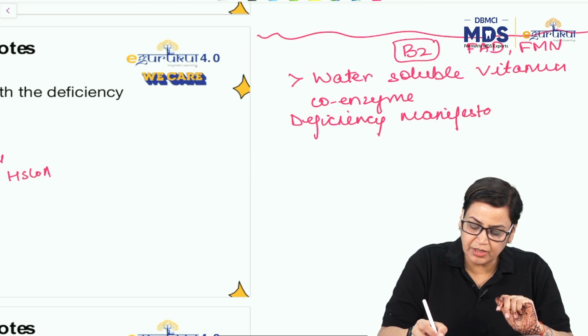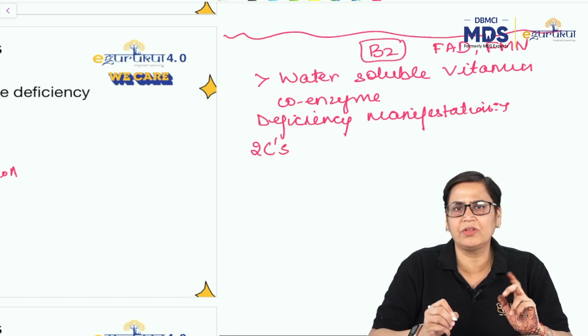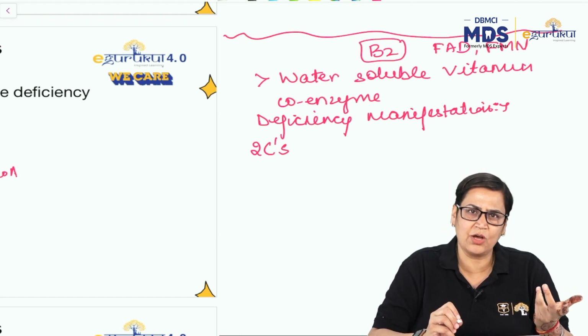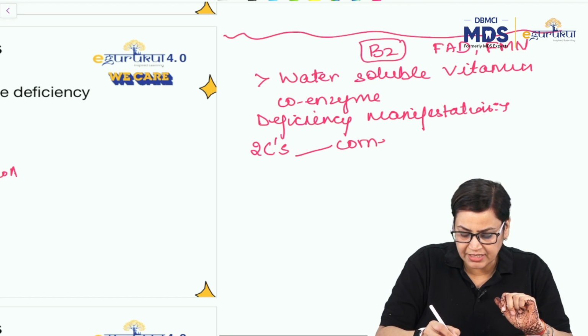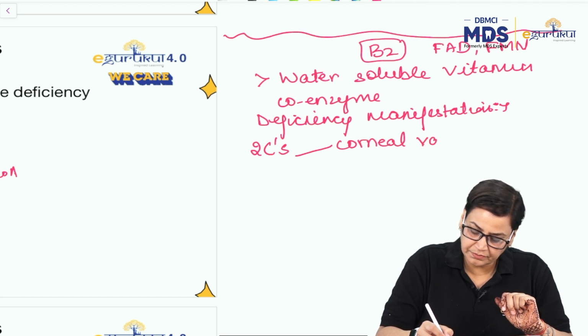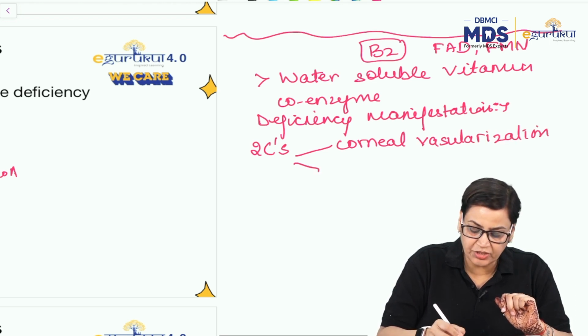the most important ones are characterized by, first of all, two C's. This is again one of the very important mnemonics. This is how we can write. Two C's means corneal vascularization, and second C stands for cheilosis.